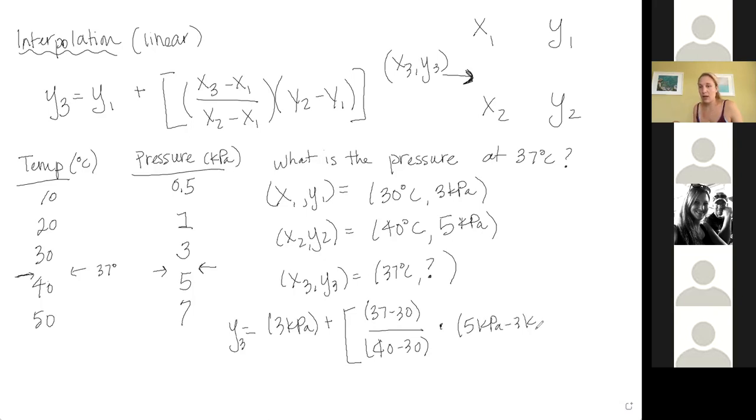minus 3 kilopascal. These degrees Celsius here are going to cancel, and we're going to be left with kilopascal. So this becomes 3 kilopascal plus 0.7 times 2 kilopascal, or 1.7 kilopascal, which gives us 1.7 kilopascal plus 3 kilopascal is 4.4 kilopascal.